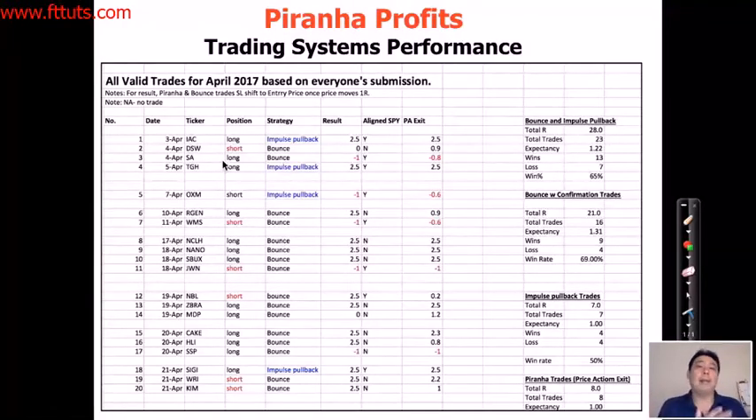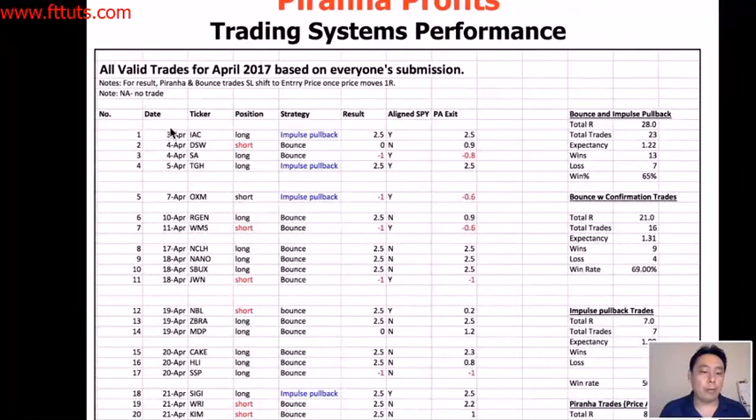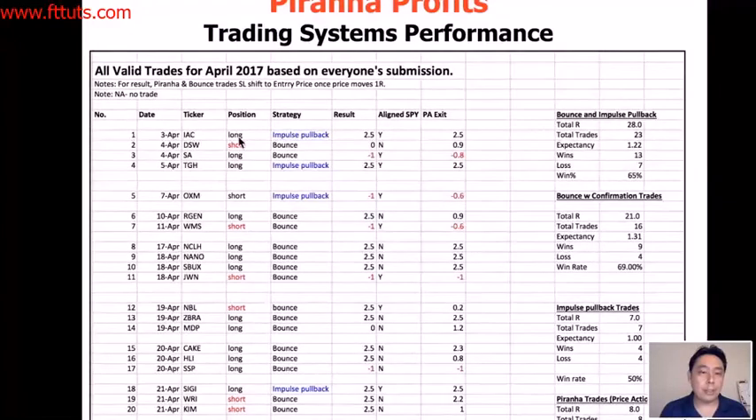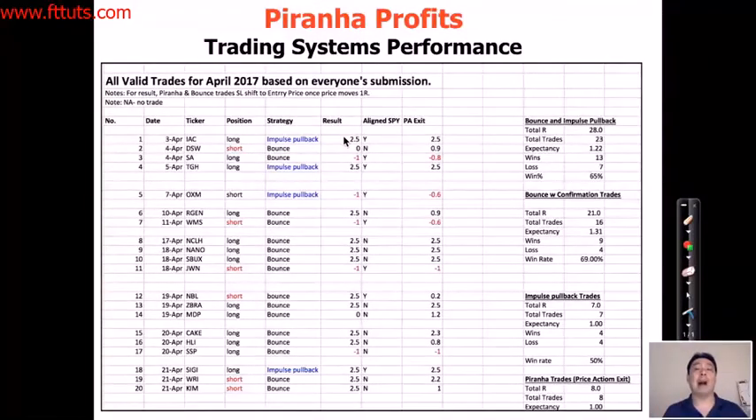So this was one of my latest trade logs from April of 2017. And you can see typically in a month, you have got about 20 trades or more. Okay, these are the tickers. These are the positions. Some of them are long and some are short. And this is the specific strategy, all right? Impulse pullback, bounce, so on and so forth. And that's the result. So 2.5 basically means 2.5 R.